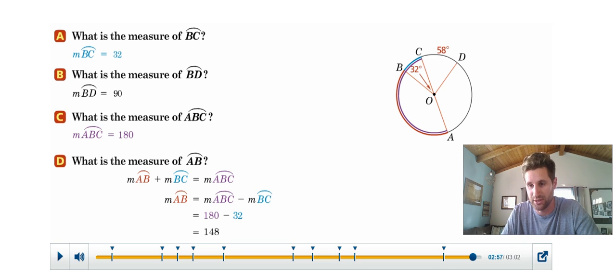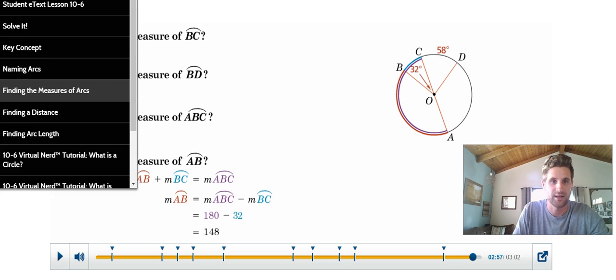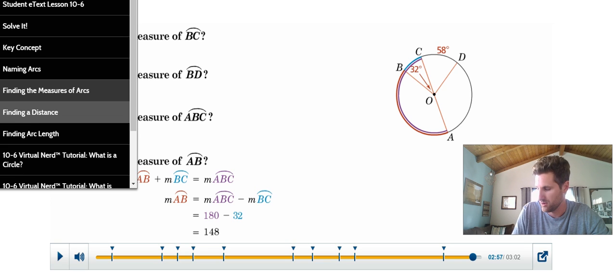Finding arc measures is using that 180 for a semicircle, using central angles to find our arc measure. Again, that's not arc length, it's arc measure. And there's 360 degrees total. Alright, let's move along. We are getting there.